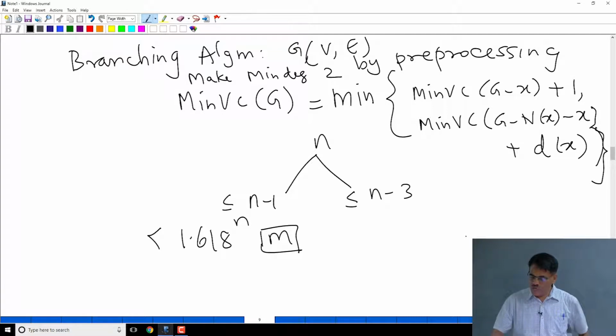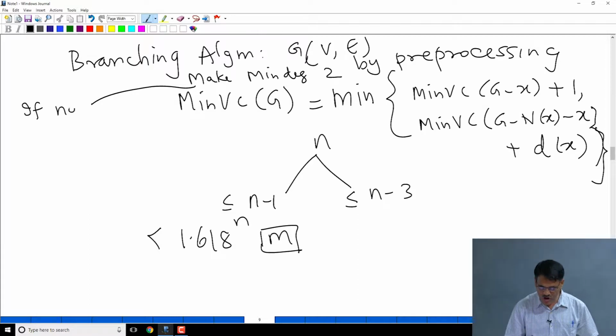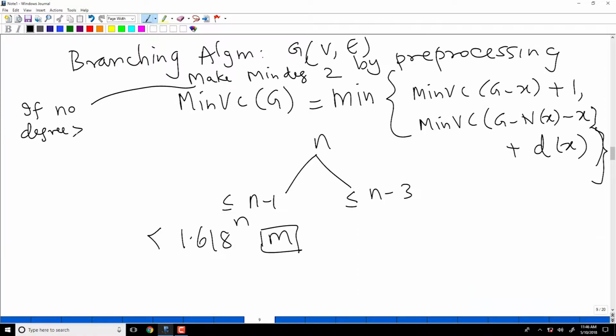But what if you are unlucky and every vertex is degree 2? We already ensured there is no 0 or 1 degree vertex. So it's a 2 regular graph. How does a 2 regular graph look like? It is a cycle. It's a collection of cycles where you can solve vertex cover easily. Good. So let's get that out of the way. So it's one more pre-processing, right? So if no degree 3 vertex, solve in poly time. So this all adds to this poly time here.